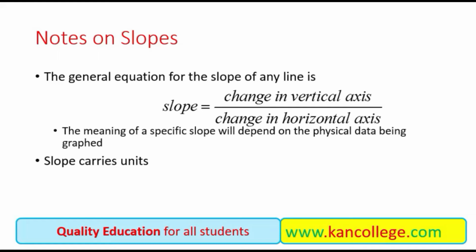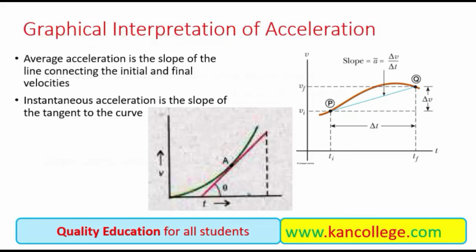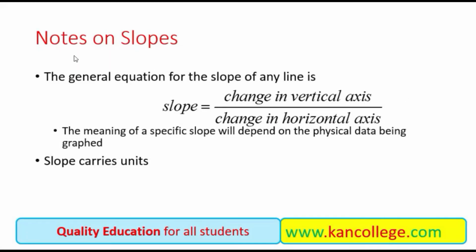Next, we have to consider the slope for the graphical interpretation of the acceleration. So what is the slope? As shown here, the slope of a line. So first we go back to this slide. What is a slope? Slope is actually the ratio of perpendicular to the base. Our vertical axis change to the horizontal axis change. Our dependent variable change to the independent variable change.